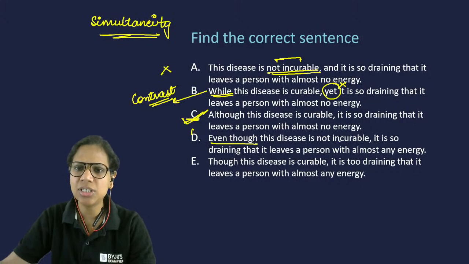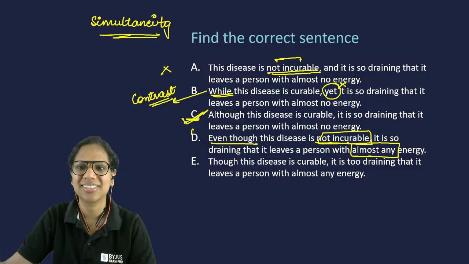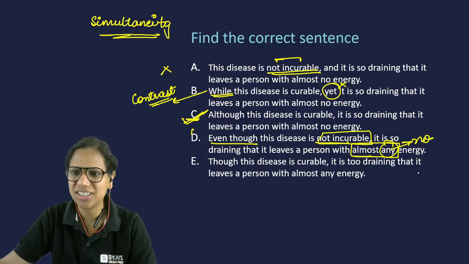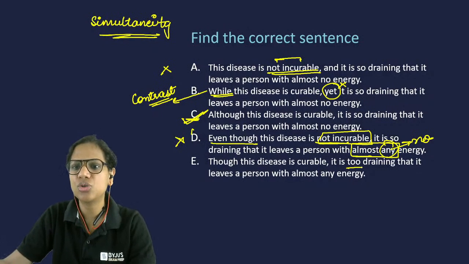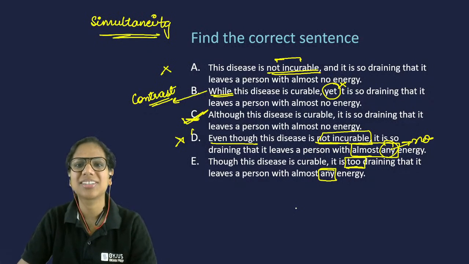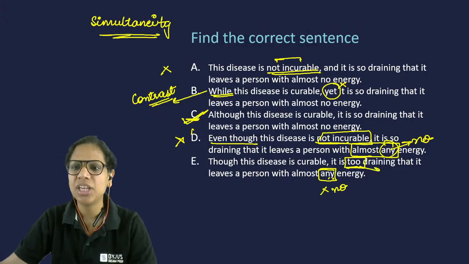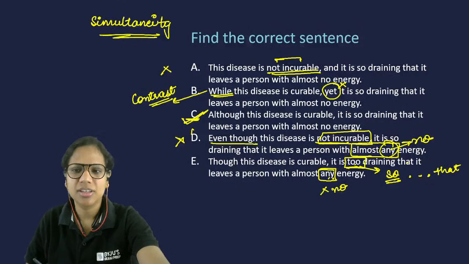D says, even though this disease is not incurable, it is so draining that it leaves a person with almost any energy. This has to be almost no energy. Eliminated. Though this disease is curable, it is too draining that it leaves a person with almost any energy. So the usage of both the words is incorrect here. This has to be no. It is so draining, not too draining, so that. So the answer is C.